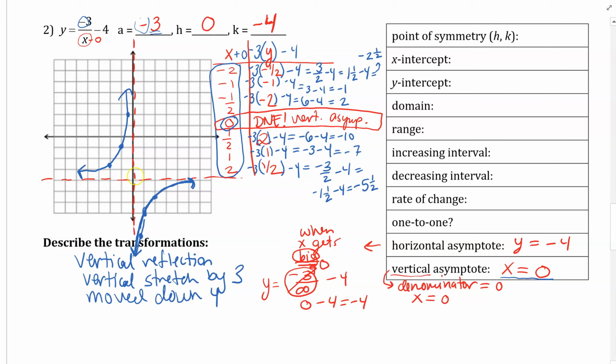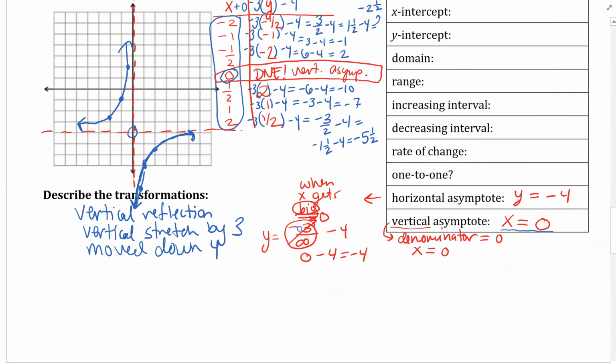Right? The center of it is at 0, -4, that point of symmetry, where the asymptotes cross. And it's flipped around the horizontal asymptote. So it had a vertical reflection and it vertically stretched by 3.